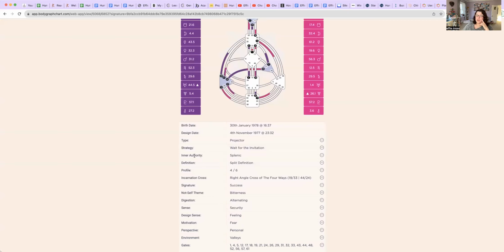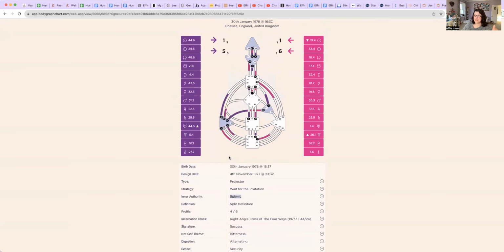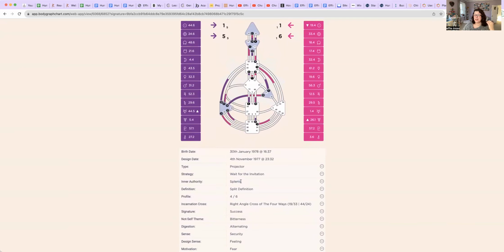And then here as well, your inner authority, this is how you make decisions. So for me, it's splenic. I'm very, very intuitive. Anyone who knows me will know that I lead, run, do everything by my instincts. And for me, this is the only authority that enables you to make an in the moment decision. So if you have an emotional authority, for example, you'll need to ride out your emotional wave, and make sure that the answer or the thing that you're wanting to do is consistent through the ups and downs of your emotions. If it is, then it's a go. If it's not, then you walk away.